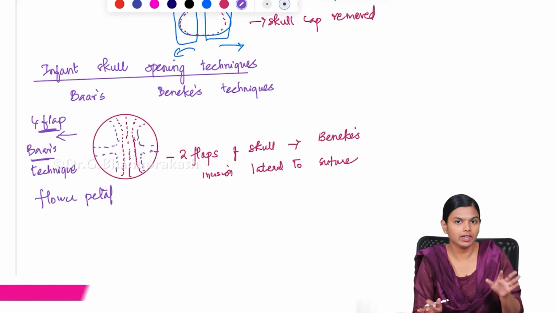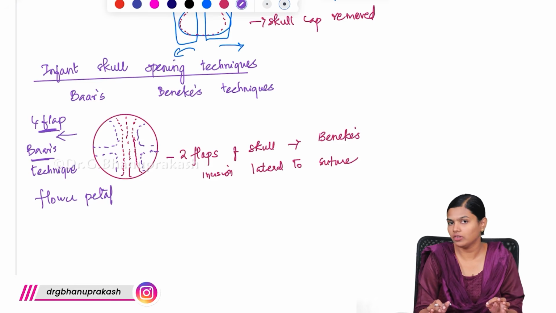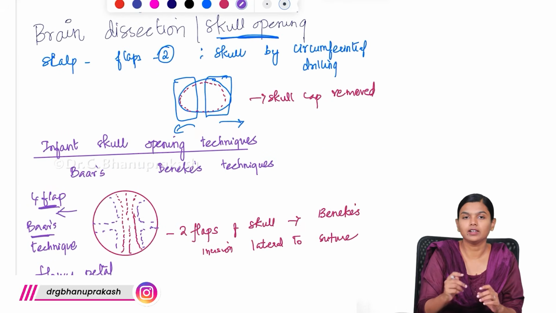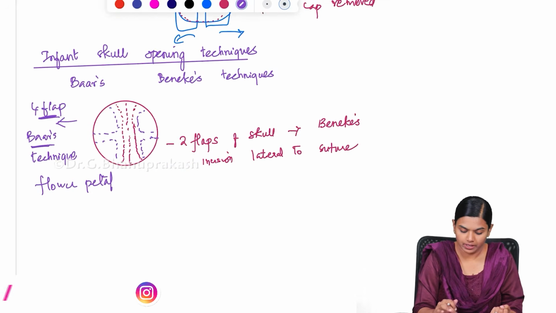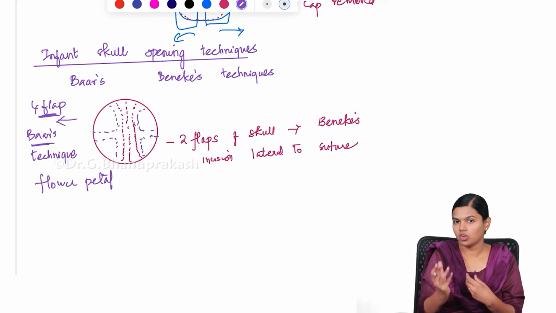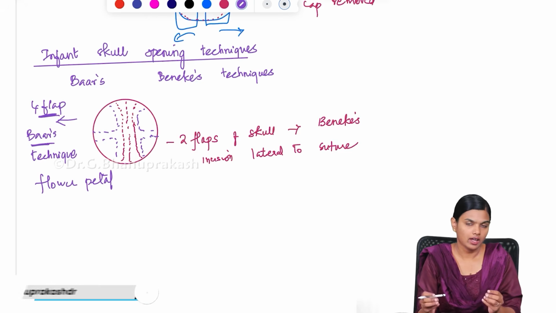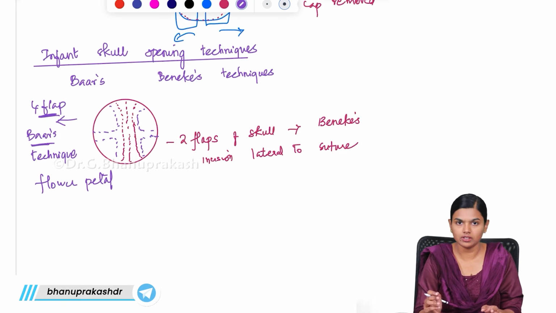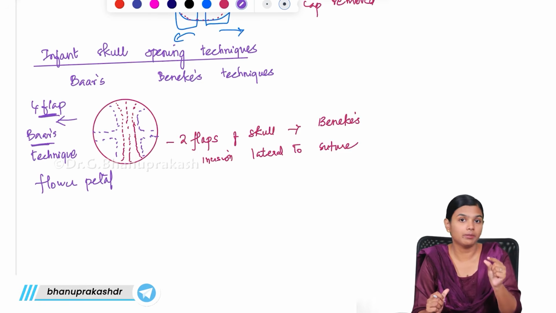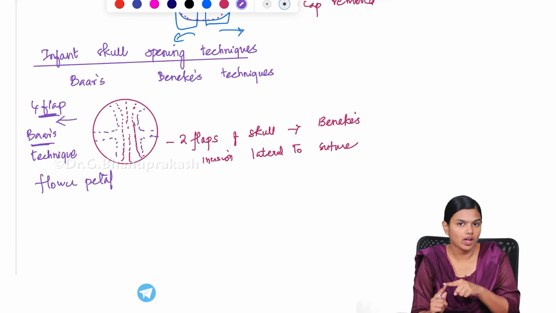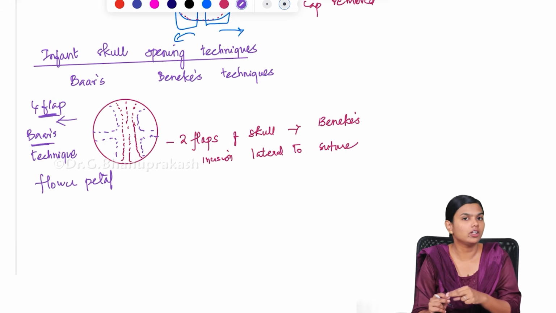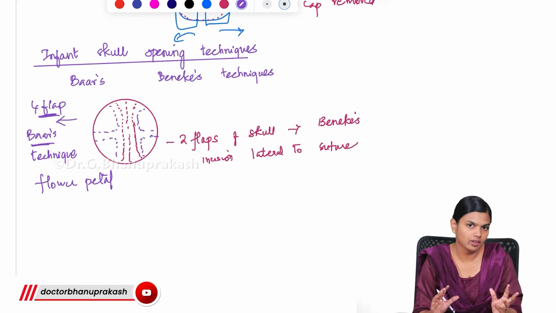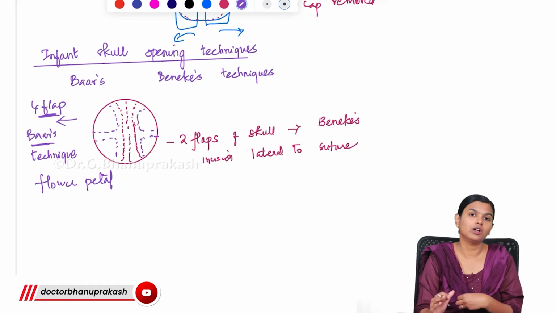So Baar's and Wernicke's are very important techniques that we use for opening up the skull. If it is a normal adult skull, we will make circumferential drilling and open up the skull cap. But in the case of an infant, it will be very soft, so you will open the skull like this. And after opening up the skull, you have to examine for all the changes. If there is any embolism present, any air present in the vessels, you have to see that, and any extradural or subdural hemorrhage present, you have to examine, or any other cyst present, like an arachnoid cyst, you have to do a complete inspection.